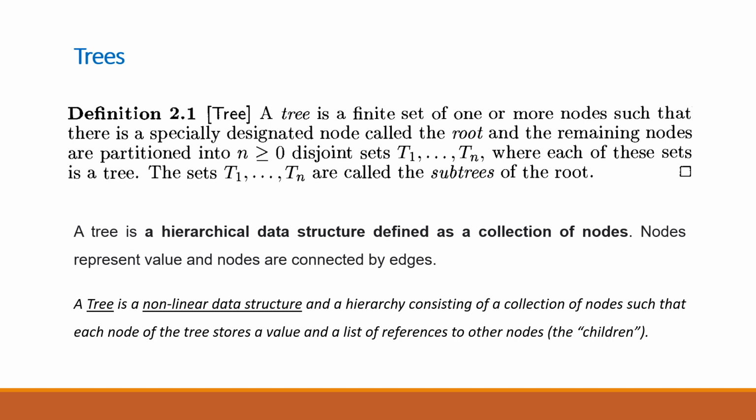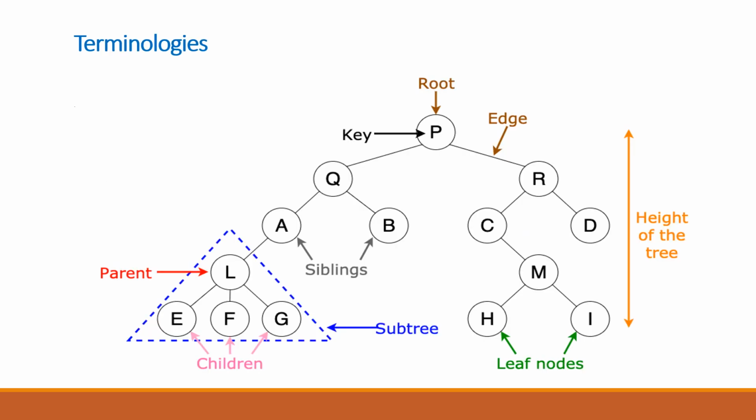One more definition is also there. A tree is a hierarchical data structure defined as a collection of nodes. The node represents a value, and the nodes are connected by edges. In other words, the tree is a nonlinear data structure with a hierarchy, consisting of a collection of nodes such that each node of a tree stores a value and a list of references to other nodes. Those nodes we can call child nodes.